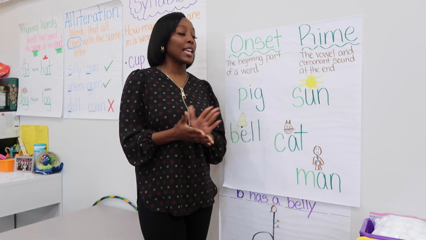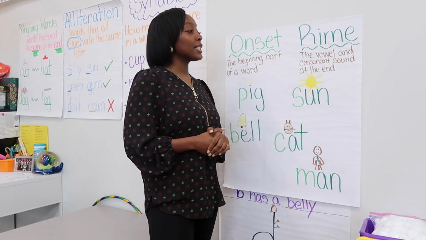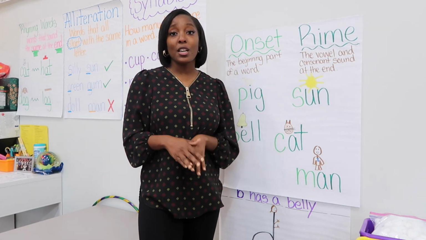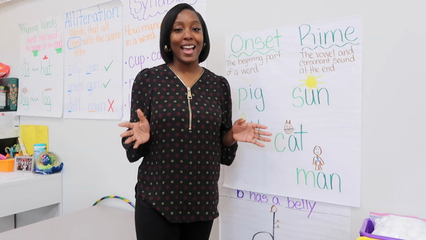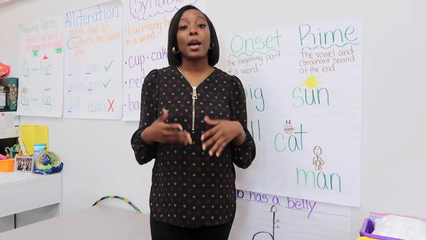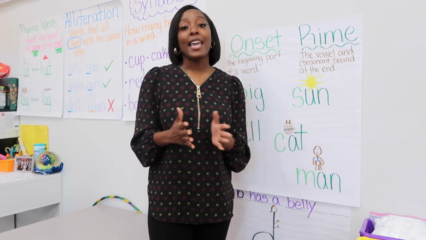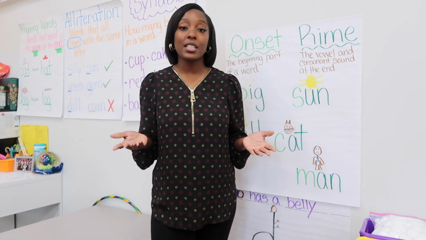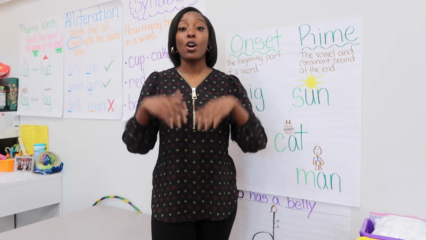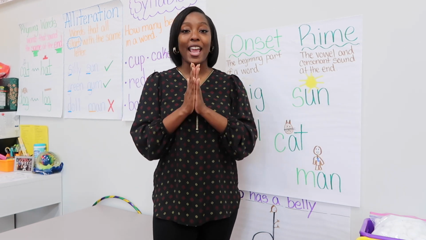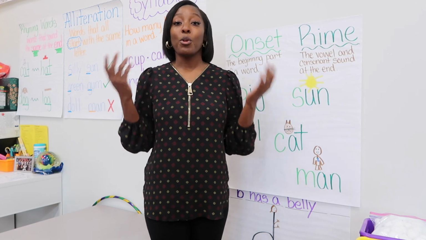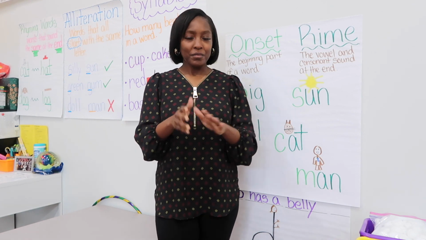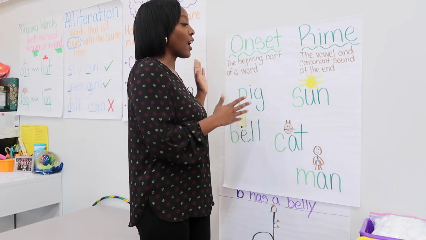So, onset is the beginning part of a word, and the rhyme is the vowel and consonant sound of the word. Now, do I go over these descriptions with them every single time? No, I do not. But we do a gesture when I ask them, what is an onset rhyme? And they will say, onset rhymes are sounds you put together to make a word. And that's it. So I will ask them, and they will look at our anchor chart.